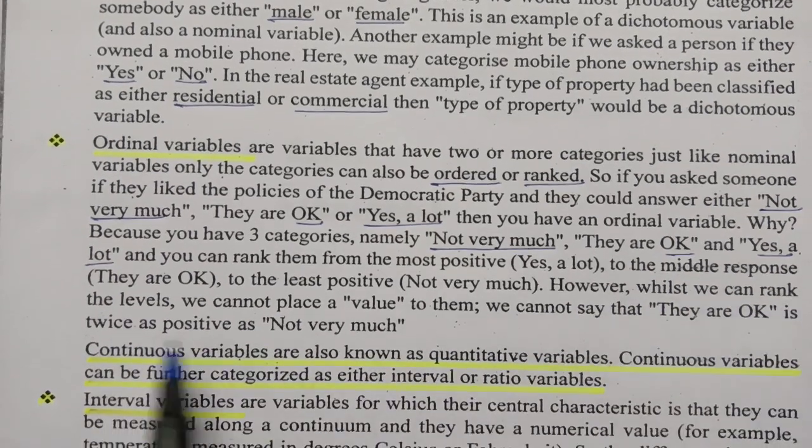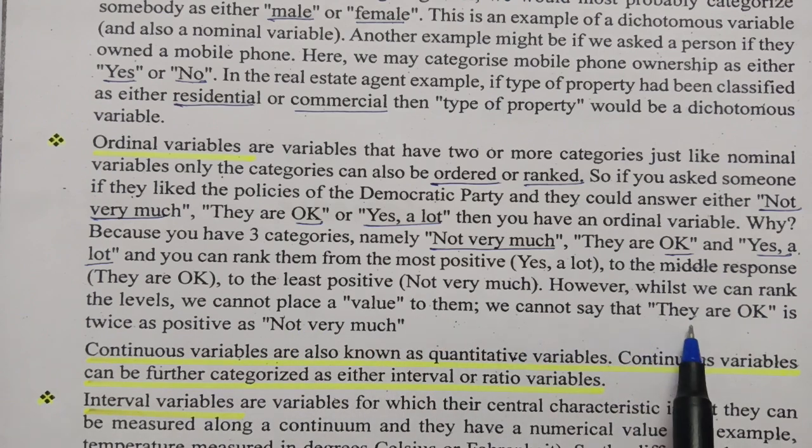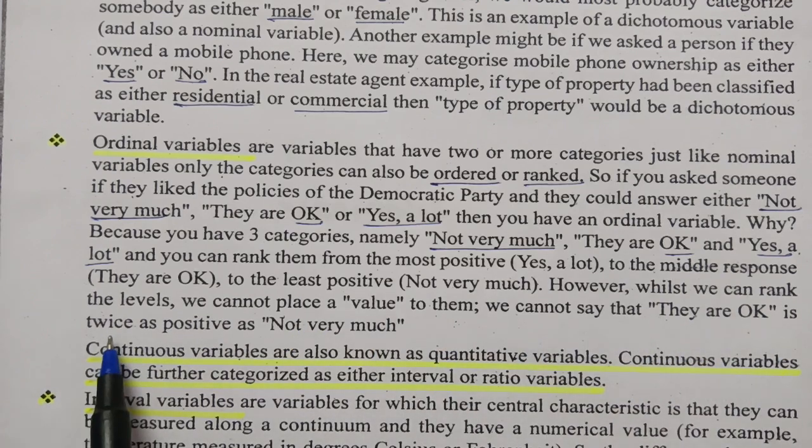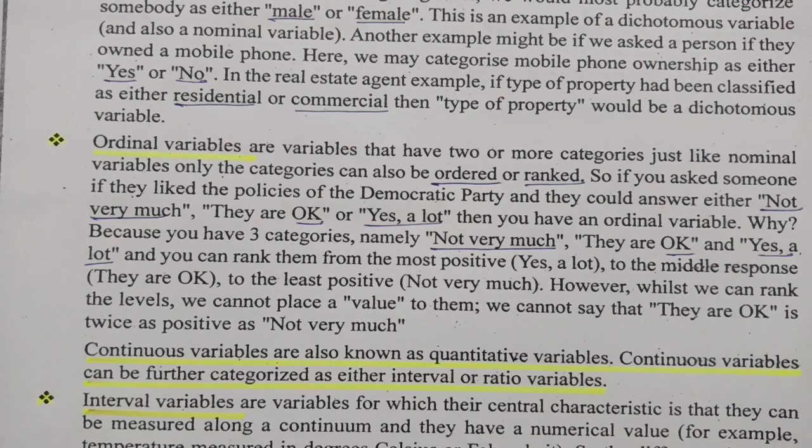However, whilst we can rank the levels, we cannot place a value on them, and we cannot say that "okay" is twice as positive as "not very much". See here, this is very simple: we have so many categories among which we can select.